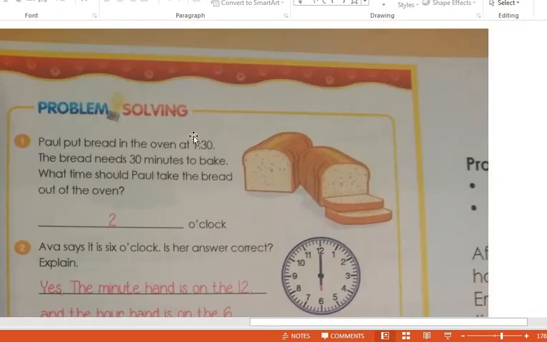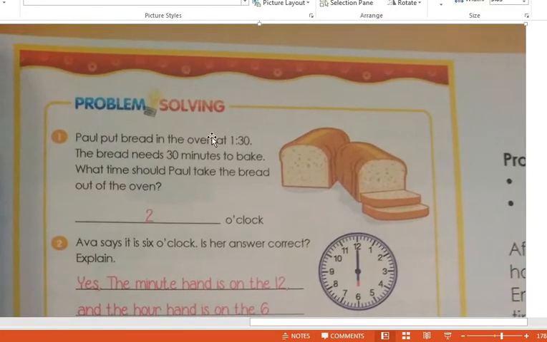Here, the problem solving, as I told you before, is very important. Paul put bread in the oven at 1:30. Then bread needs 30 minutes to bake. What time should Paul take the bread out of the oven? It's 1:30 and the bread needs extra 30 minutes. So, what time should Paul take the bread out of the oven?